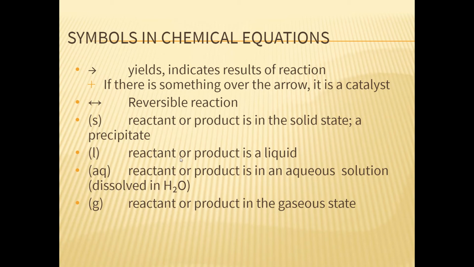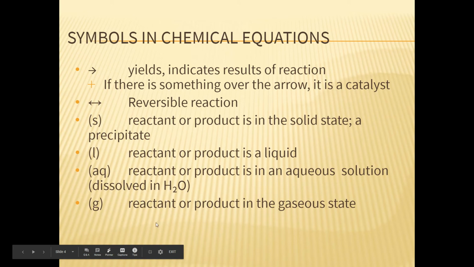L means that the reactant or product is a liquid. AQ stands for aqueous, which means that the reactant or product is in an aqueous solution, so it has been dissolved in water. And then G stands for gas, so the reactant or product is in a gaseous state. Gas state can also be represented by an upward pointing arrow.